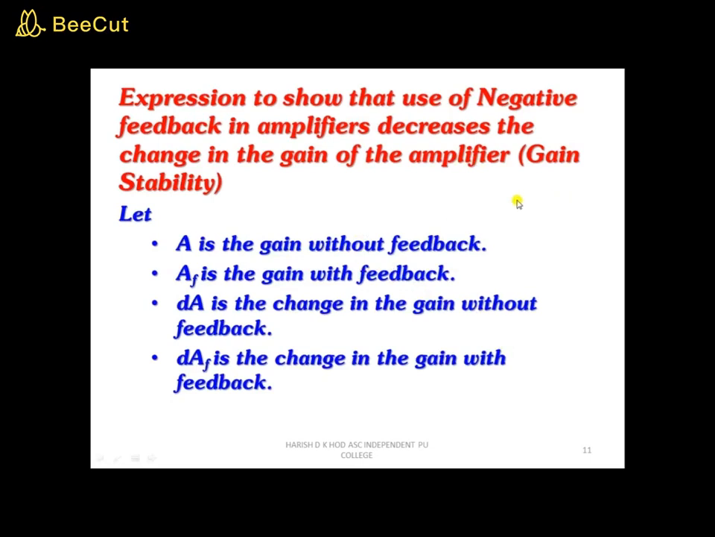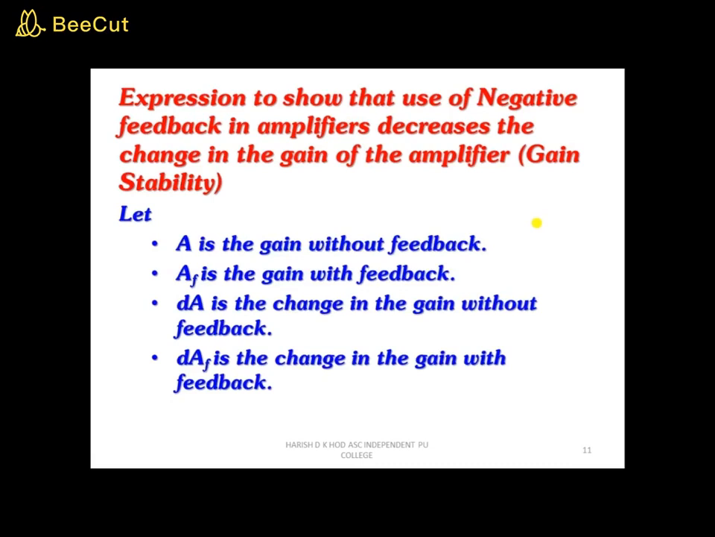Okay, so before proceeding with any derivation, first we should define the terms. Let A be the gain of the amplifier without feedback and AF as the gain of an amplifier with feedback. Let me consider DA as the change in the gain of an amplifier without feedback and DAF as the change in the gain of an amplifier with feedback.